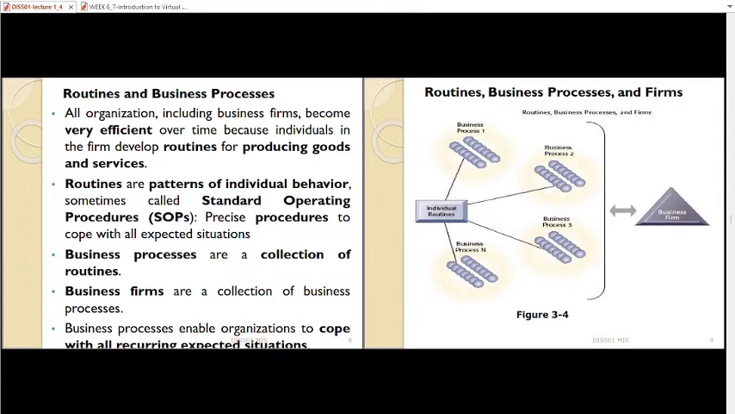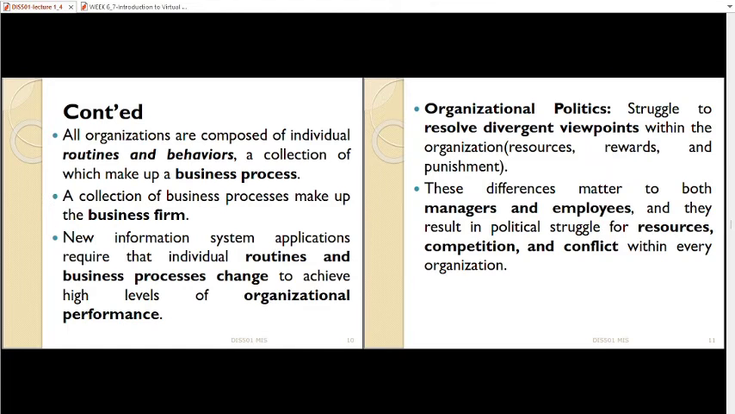We have business process as a collection of routines. We have business firms as a collection of these business processes. Now, if you look at figure 3.4, it shows we have individual routines, we have business processes. So all these different business processes would build into what would become a firm, based on the different departments or sectors within an organization, and each one of them would come up with its own kind of routine that would make you look at it and say, oh, this is the sales department, oh, this is the HR department, and so on.